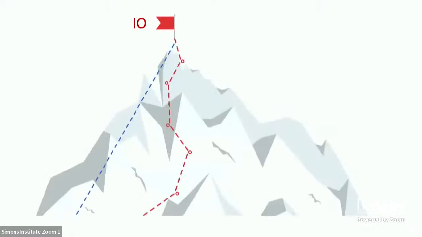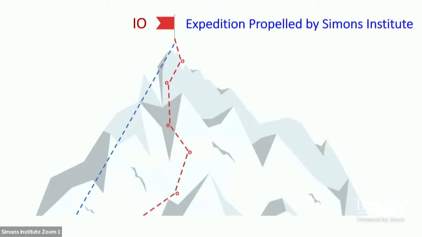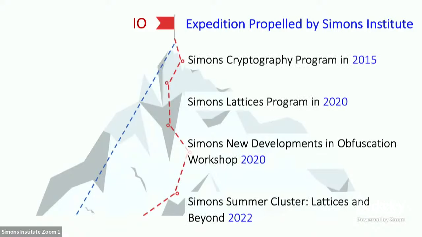And I want to just mention that in this whole journey towards building IO, the Simons Institute has really been a pushing force for the community through multiple programs and workshops. In fact, my personal journey towards building program obfuscation really started here in the Simons program in cryptography in 2015. And with the program that is running now, we have the opportunity and the platform to really look forward to what we can further do with program obfuscation.